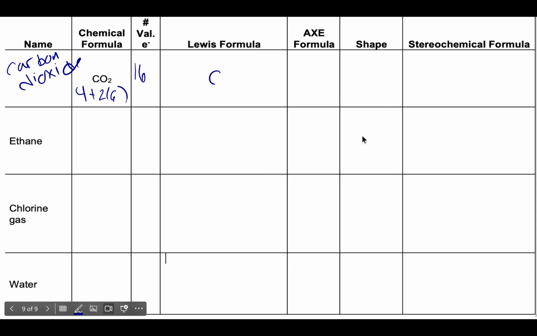So carbon in the middle coming with 4. Carbon likes to be in the middle also because it can bond to the most other atoms, which is 4. Oxygens will go on each side, making it symmetrical, and they come with 6. So 1, 2, 3, 4, 5, 6, and then the same on the other side: 1, 2, 3, 4, 5, 6.